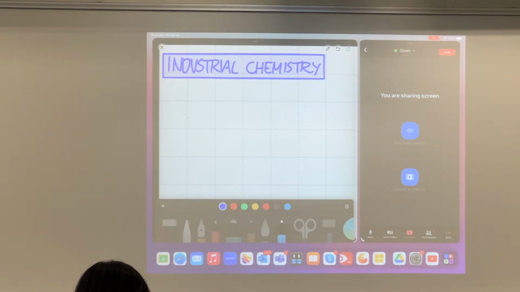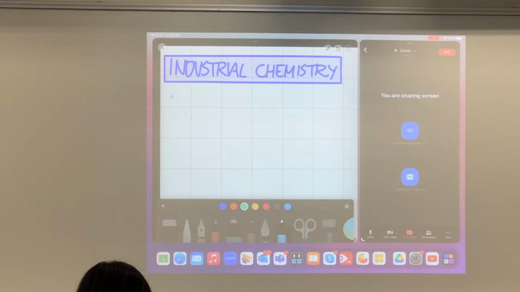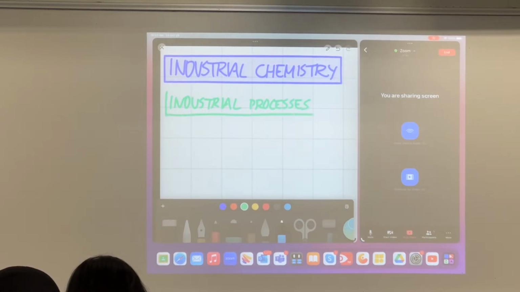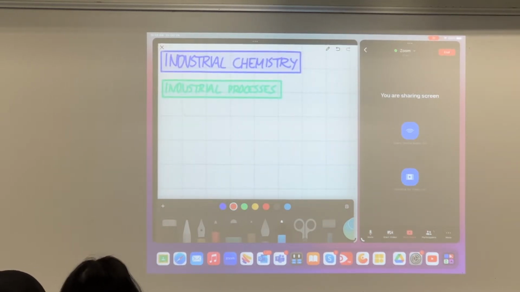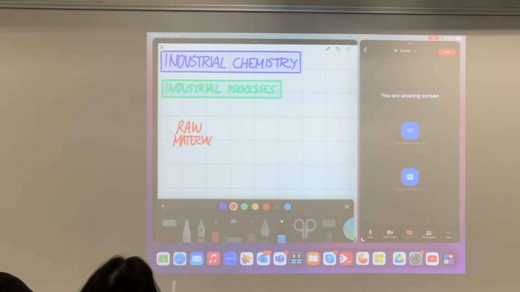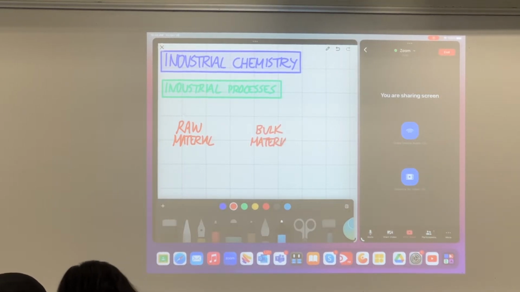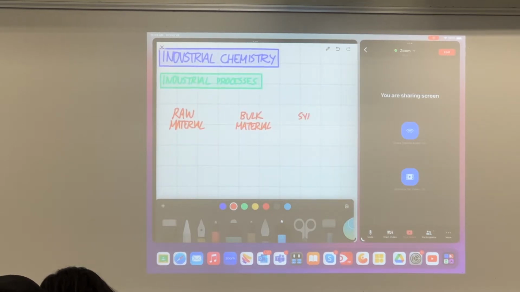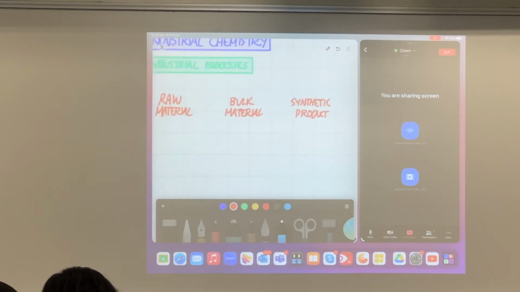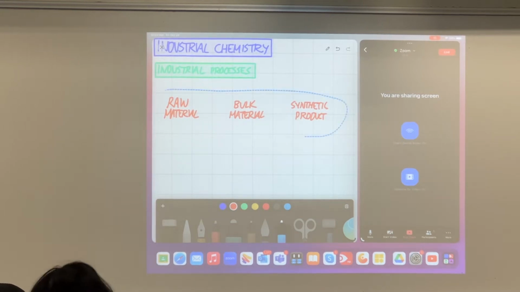So right, industrial chem. We will look at industrial processes. In industrial processes, we want to turn the so-called raw material into bulk material, or bulk substances. And finally, we turn them into synthetic products. Synthetic meaning man-made, of course. Most of the raw materials are natural, at least they are naturally found, but the products are most of the time synthetic.